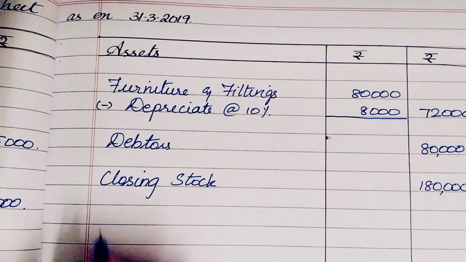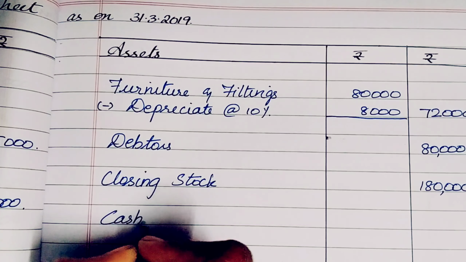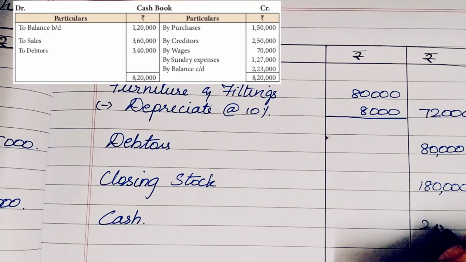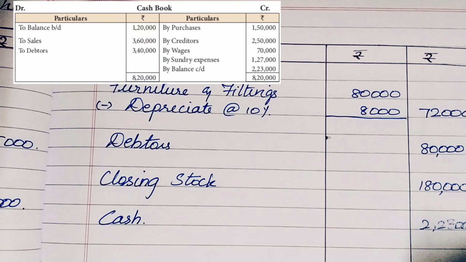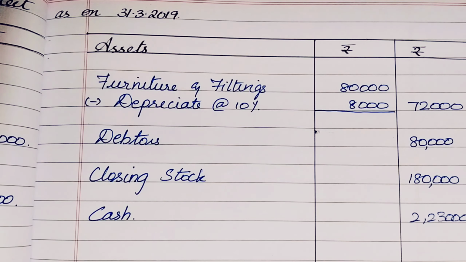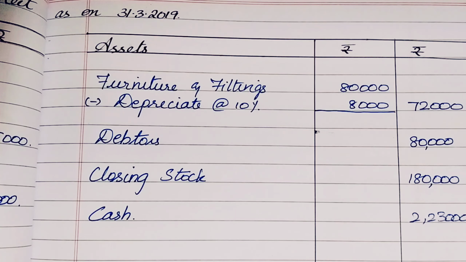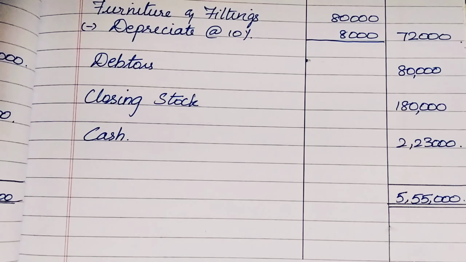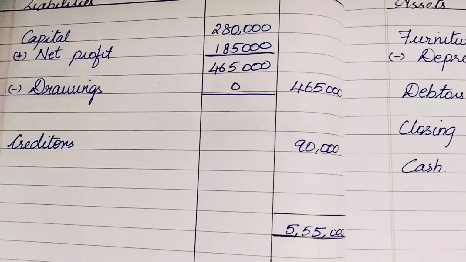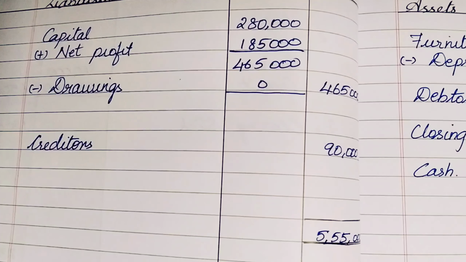Lastly, we are going to record the cash because they have given you a cash book. So the closing balance of cash, that is by balance carried on the credit side, 2,23,000, is to be recorded here. Apart from this, we do not have any other item relating to the assets. So next we have to tally both the liability side and the asset side. That is, both the liabilities and the asset side must get the same total. So on the asset side, I get 5,55,000, and on the liability side also, I get 5,55,000. So both my assets equal liabilities.